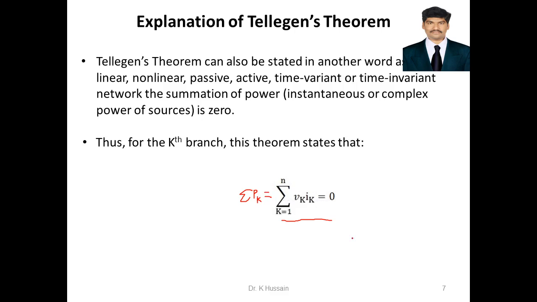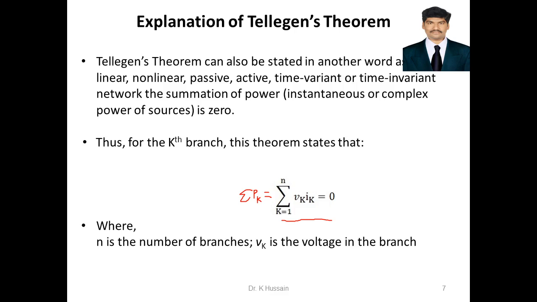Sum of Pk is equal to sigma. Sigma means sum, right? K equal to 1 to n, the number of branches, of the product of Vk and Ik, because power is the product of voltage and current. Here V is the voltage, I is the current, and K is the branch, with n the number of branches.